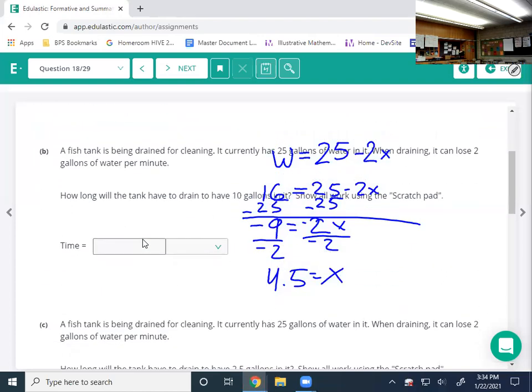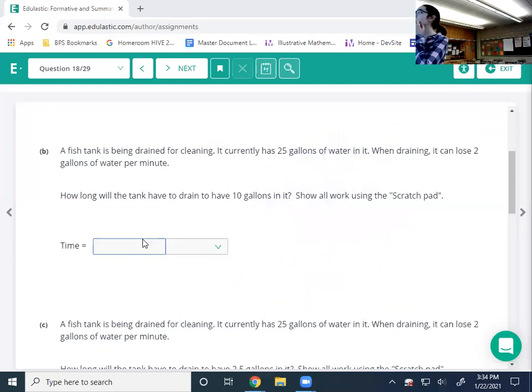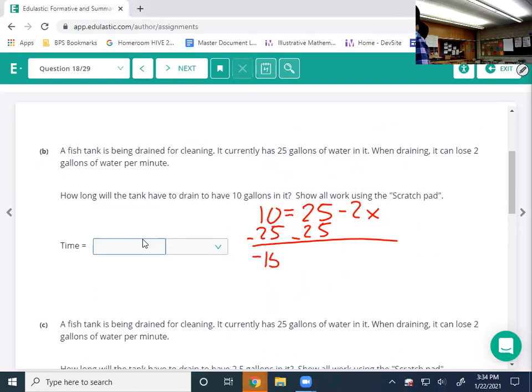Awesome job. And then for this second one here, we're doing the same thing, except we're going to drain it until there's 10. So this time you're going to plug 10 in for W. 10 is equal to 25 minus 2x. Subtract 25. We get a negative 15 is equal to negative 2x. Divide by negative 2, divide by negative 2. X is going to be equal to 7.5.